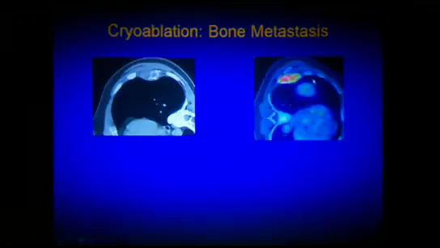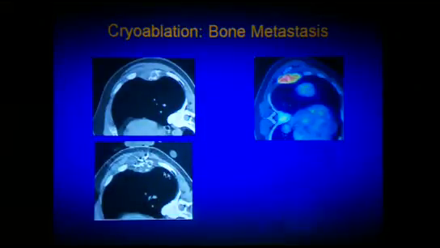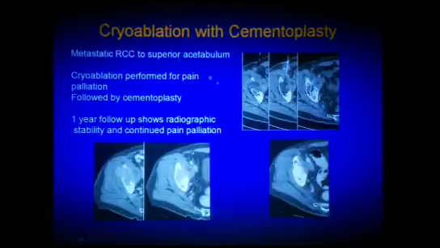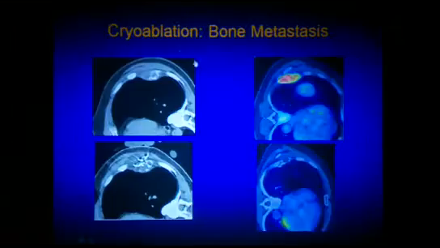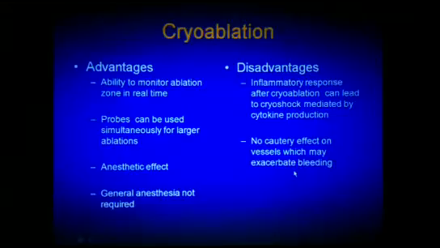Here's a chondrosarcoma patient with a focal metastatic lesion to the ribs. It's hot on PET. Cryoablation was performed with complete ablation and pain relief in this patient. There's another patient with metastatic renal cell carcinoma to the superior acetabulum. Cryoablation was performed, followed by cementoplasty, that is placing cement or polymethyl methacrylate within this area after ablation. One-year follow-up here shows radiographic stability and continued pain palliation.